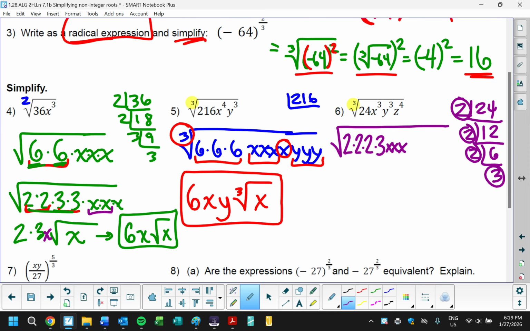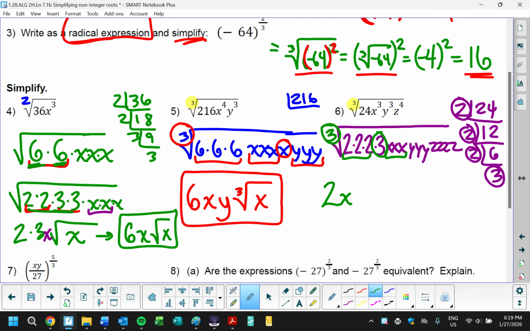The product of 3 x's, or should I say x times itself 3 times, y times itself 3 times, z times itself 4 times. And now what we're trying to do here is note that the index is 3, so is there anything that can be pulled out because it's multiplied by itself 3 times? I see a 2 here. Oh, and a 3 left over.